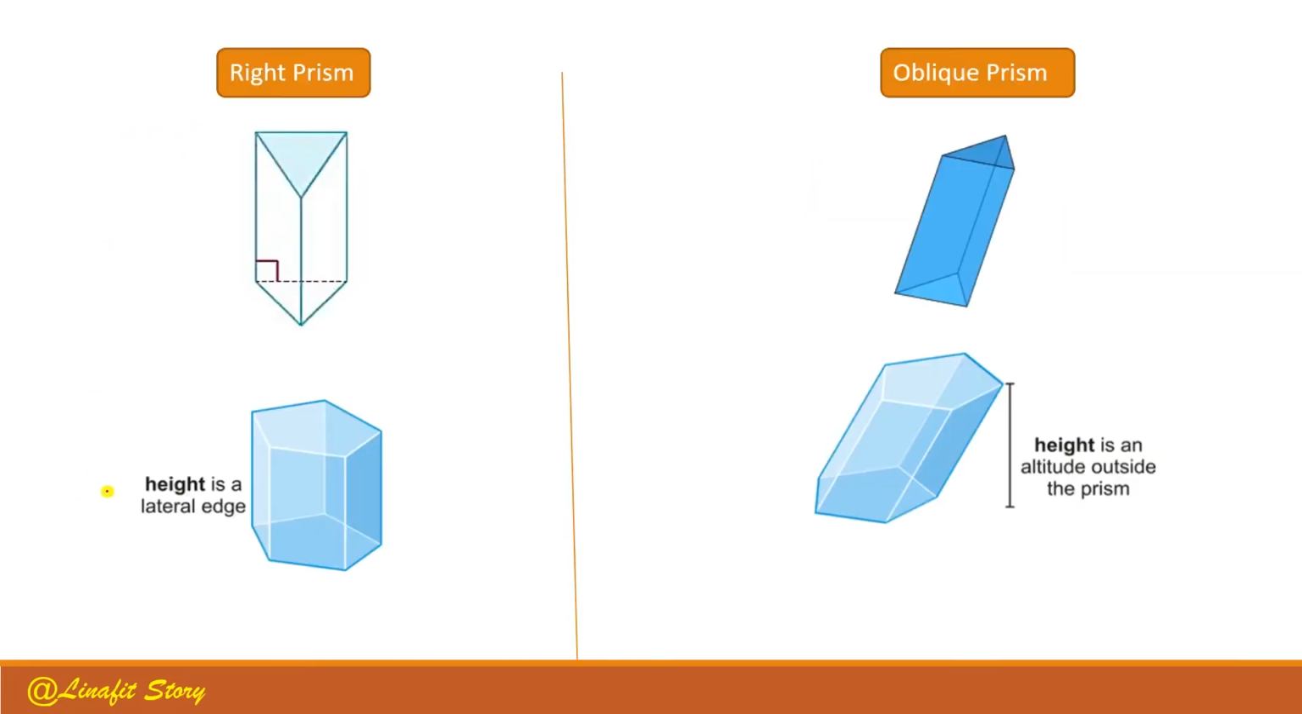These particular prisms are called right prisms. Why? Because the lateral faces are perpendicular to the bases, while oblique prisms lean to one side or the other and the height is outside the prism.